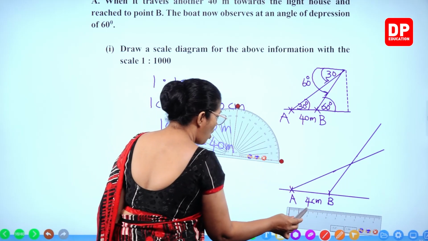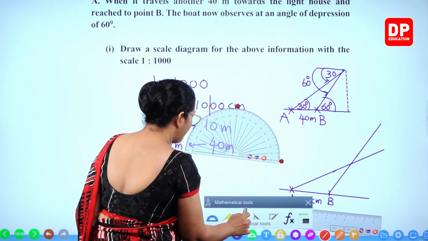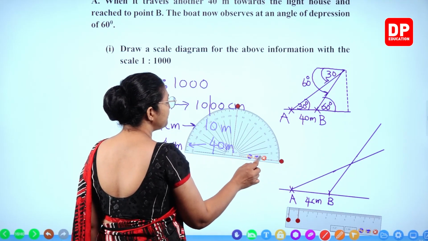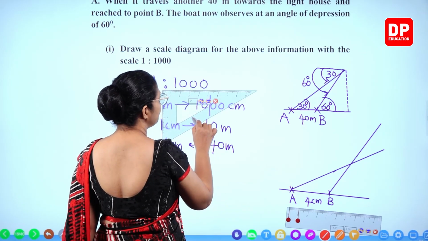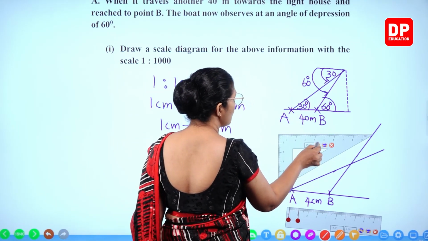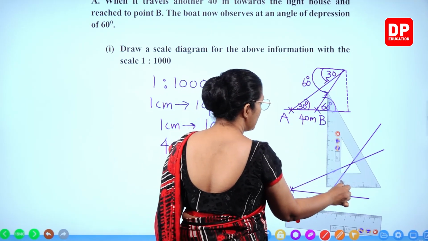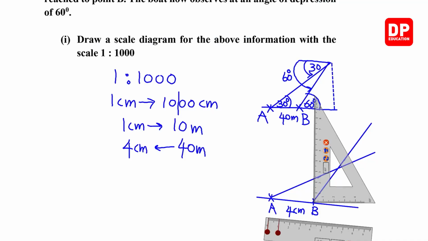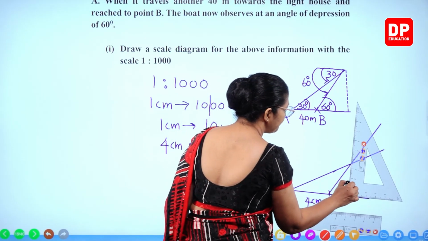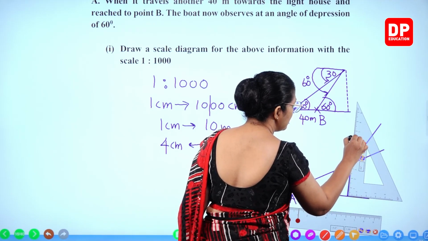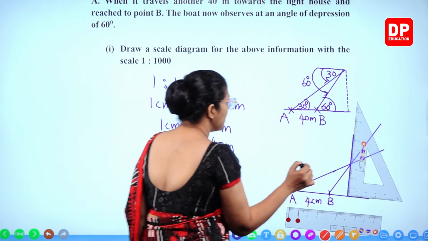And now you have to draw the vertical line. For that you can use the set square, because you need to draw a perpendicular line. So what you can do, you can keep the set square on the AB line and then see where you can get the intersecting point. Here, this is the intersecting point. So now you can draw the line here. From here, you can draw the vertical line.